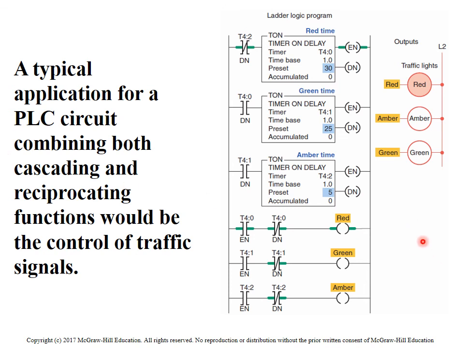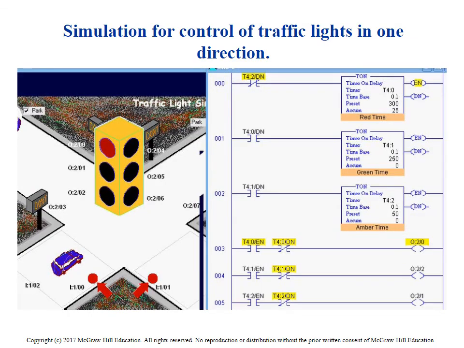So here we're looking at T4:0, red time, green time, and amber time. They're just setting up some different light applications here. So they're saying for each traffic light, we want the first one on for 30 seconds, the second one on for 25 seconds, and the third one on for 5 seconds.